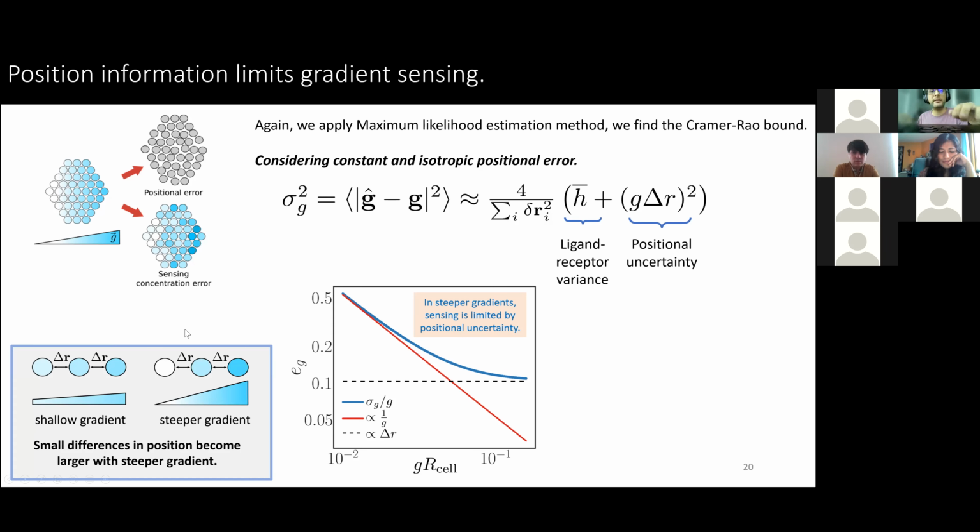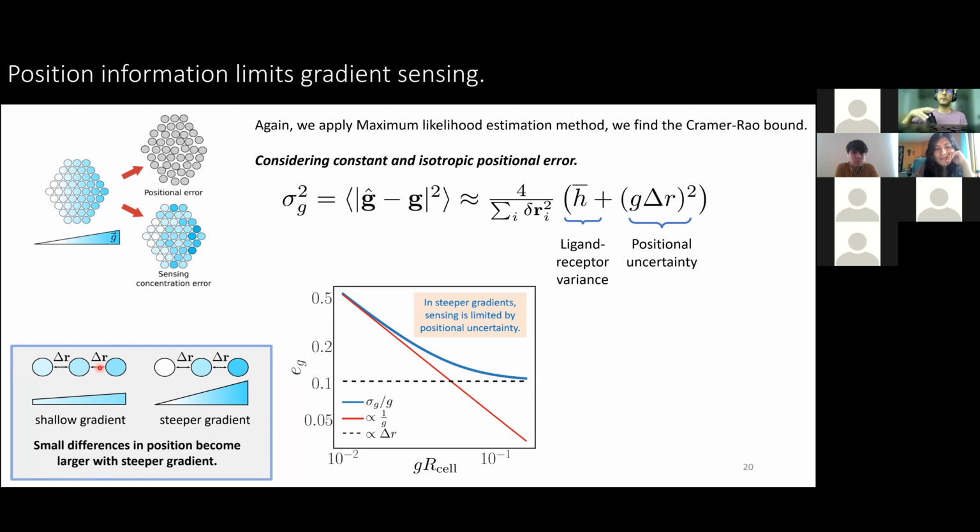And there is a simple way of understanding why the position uncertainties produce this difficulty of measuring the gradient. So imagine that we have a cell, and then we have this cell make a small positional error. We displace it a small distance. Then in the case of the shallow gradient, this is not going to lead to much difference in the concentration that we were seeing. But in the case of a steeper gradient, the same small displacement is going to lead to a much larger difference in the concentration. And that is going to produce a much larger error at estimating the chemical gradient.